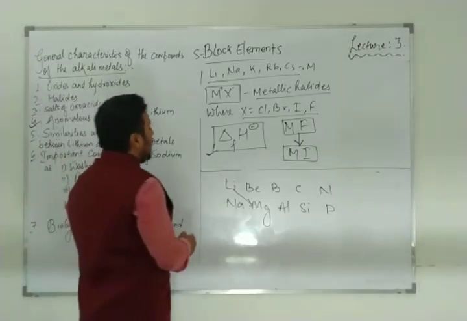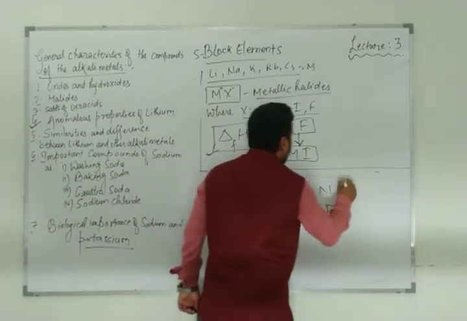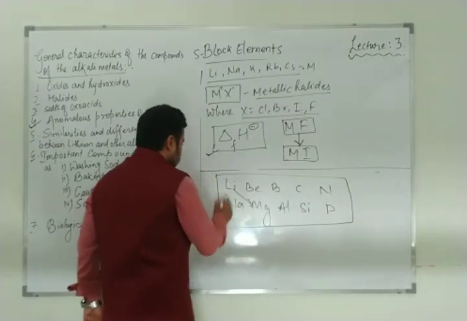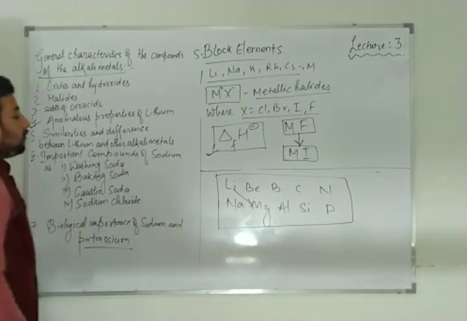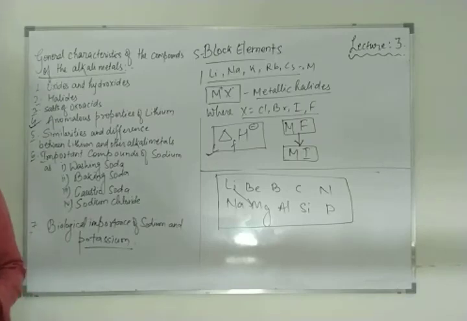So these are the main properties: first, the small atomic size; second, the high polarizing power, the charge to ion size ratio, and the increasing covalent characteristics in lithium compounds; and the diagonal relationship, right?